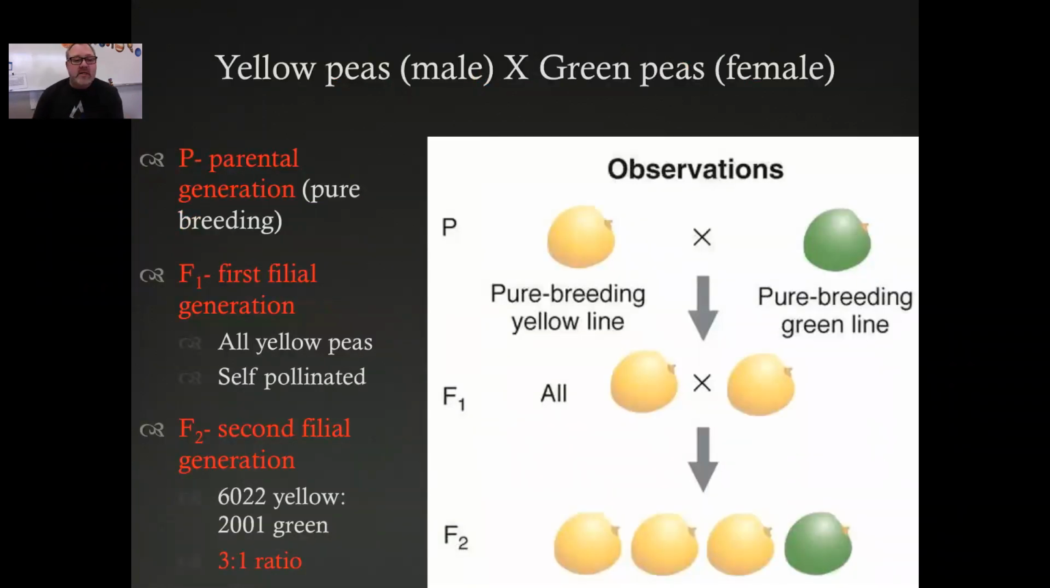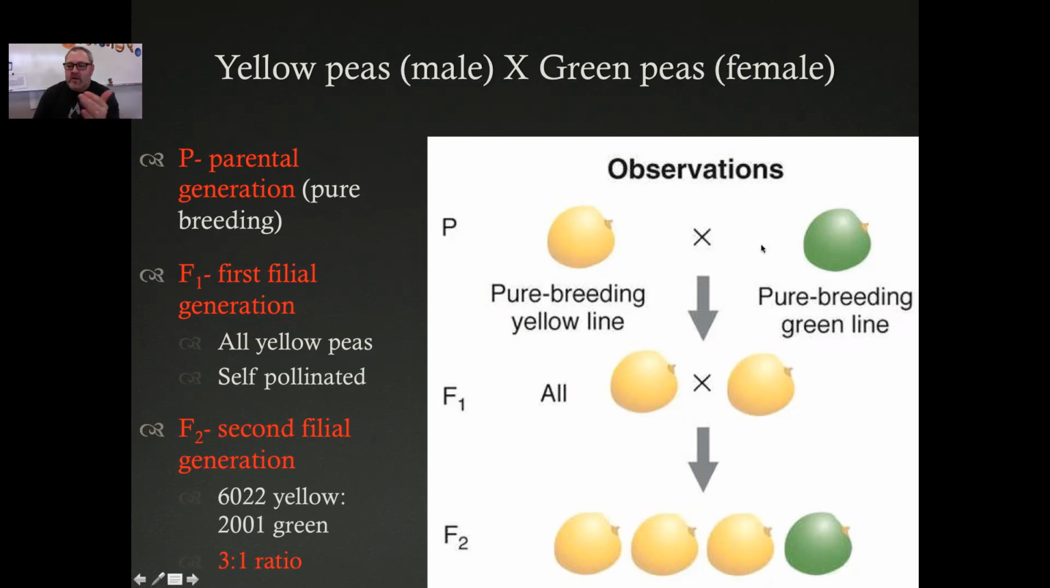So when he did that, he took one green and one yellow plant and bred them together. Those are what we call the parental generation. You can see over here in the picture, there's a yellow and a green. Those are both pure breeding, okay? And in the first filial generation, or the F1 generation, all of the offspring ended up being yellow.